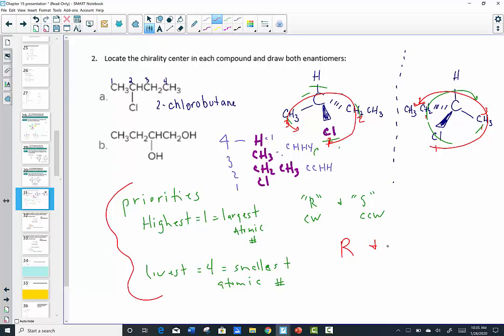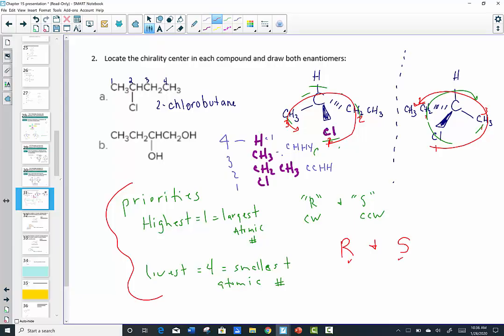An R spin is clockwise, an S spin is counterclockwise, and those priorities are based on atomic number. Now, that is not part of our testing objectives, but I wanted to share that there is a system to designate R and S for clockwise and counterclockwise spin. Our course focuses simply on identifying chiral centers and making sure you're drawing enantiomers by checking the spin, but you will not be asked if it's an R or an S configuration.